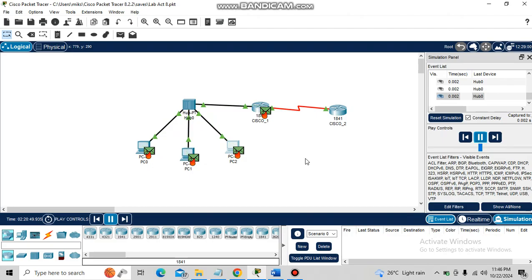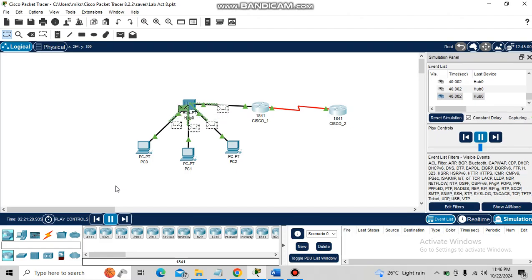Okay, so we can see what is happening over here after a brief intermission. What happened a while ago was the packet burning or something. This is the actual simulation taking place right now. The packet originates from Cisco router 1 and then goes to Cisco router 2 and to the hub, which of course directs the data packet to PC0, PC1, and PC2. And afterwards, the process repeats with the packet burning over here.